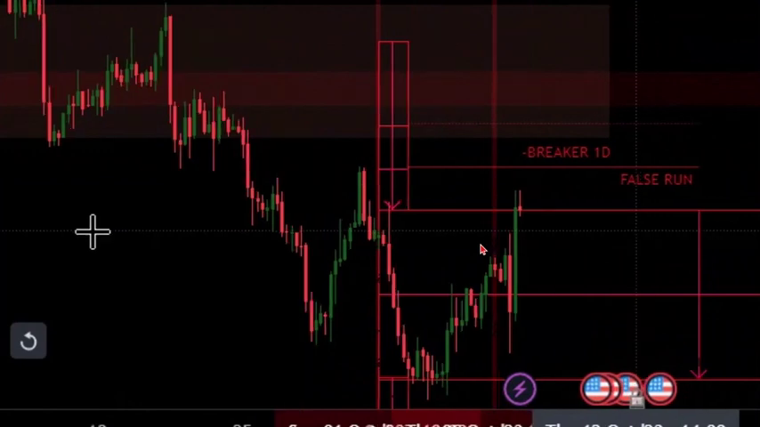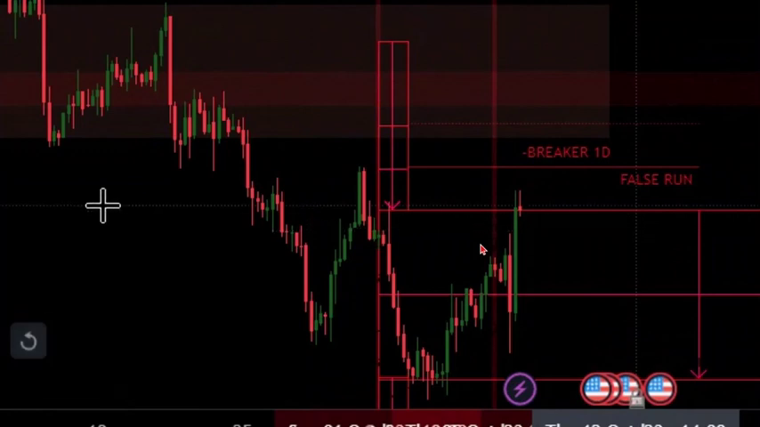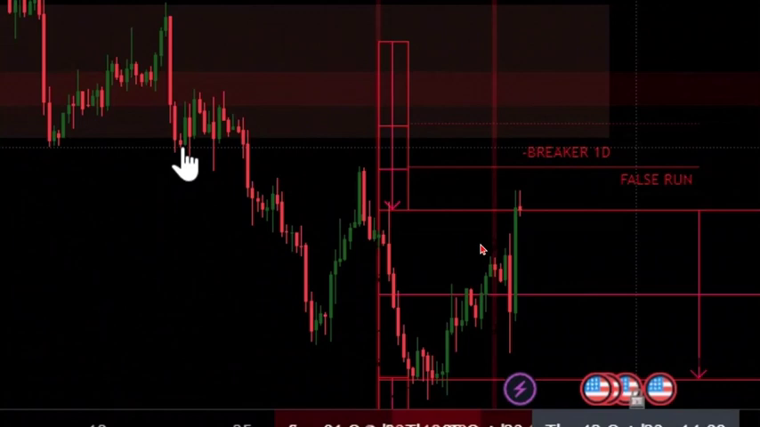So you see that one, right? See that mitigation block right there, the little small red candle? Yeah, exactly. Now, that lines up with what? The false run. If you don't mark it up, unless you want to, but that block right there lines up with what? The false run.